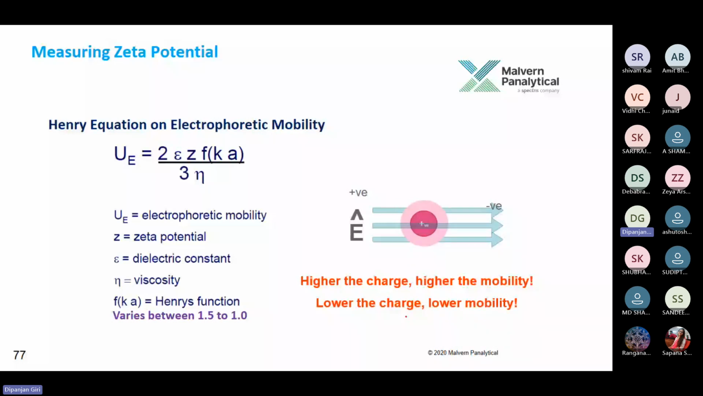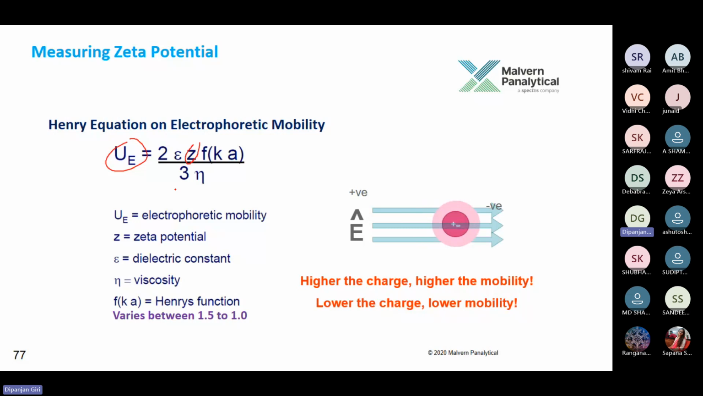If we measure this term, that is the electrophoretic mobility, we can get the zeta potential of the particle, because all the other three are constants or can be made available. So higher the charge, higher the mobility, and lower the charge, lower the mobility, and you can get the electrophoretic mobility.